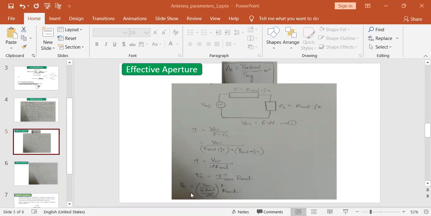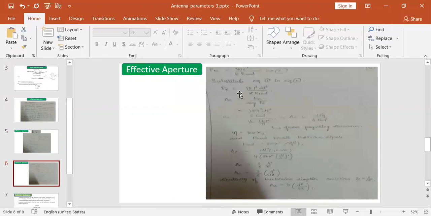So P received is equal to, we have already calculated I, so this I needs to be substituted here in the I square term. So V OC by 2 into radiation resistance, divided by root 2, because we have to take the RMS value of the current. If you simplify this, we'll get P R as V OC square by 8 into radiation resistance.